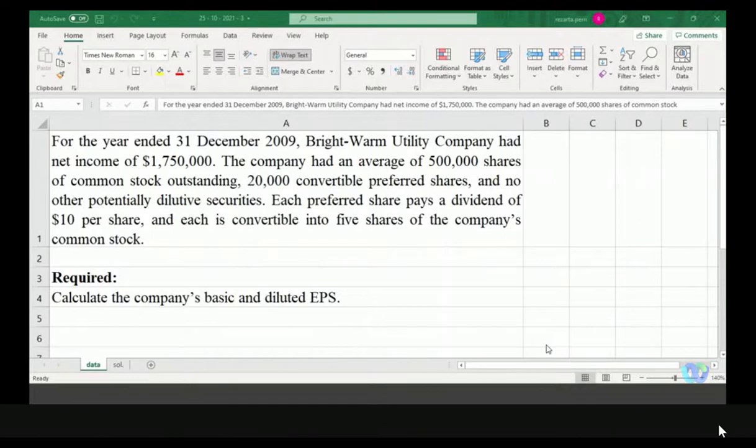The basic earning per share that takes into account only what we already have as ordinary shares, and the diluted earning per share, which takes into account also these potentially dilutive securities.